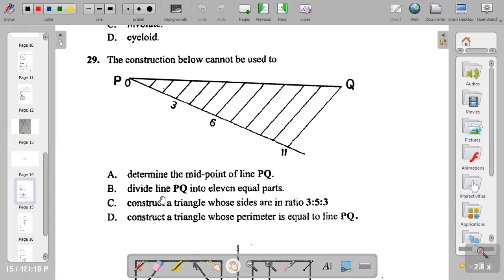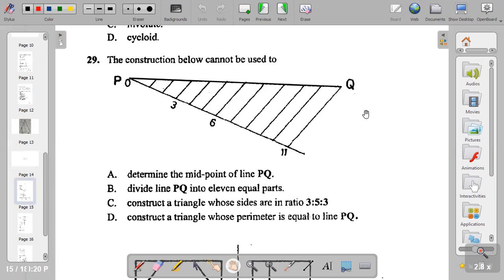But it can be used to divide line PQ into 11 equal parts because we have it here: 1, 2, 3, 4, 5, 6, 7, 8, 9, 10, 11. We can use it to construct a triangle with sides in ratio 3:5:3. 3 plus 5, that is 8. 8 plus 3, that gives 11. Then we can also use it to construct a triangle whose perimeter is equal to line PQ.